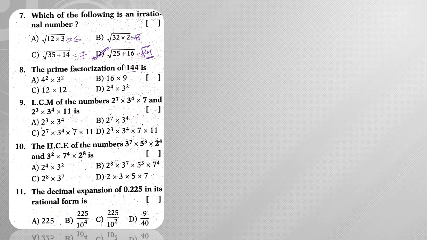Next, prime factorization of 144. So 144 can be written as 12 square, right? So 12 square. 12 means nothing but 4 into 3, right? So 4 square into 3 square I can write. Again this 4 square I can write as 2 square whole square. So 2 square whole square means 2 power 4 into 3 square. Hence the prime factorization of 144 is nothing but 2 power 4 into 3 square. So 16 nines are 144.